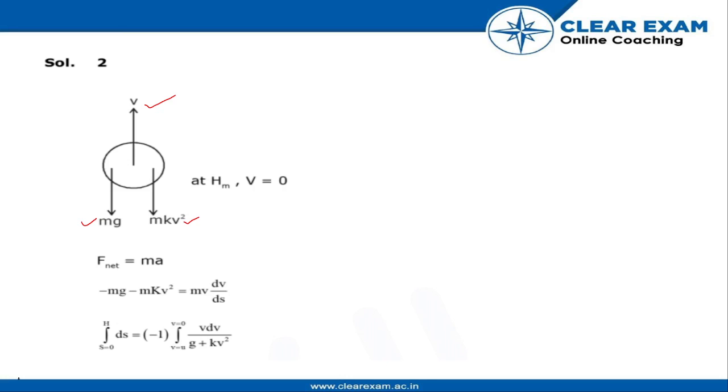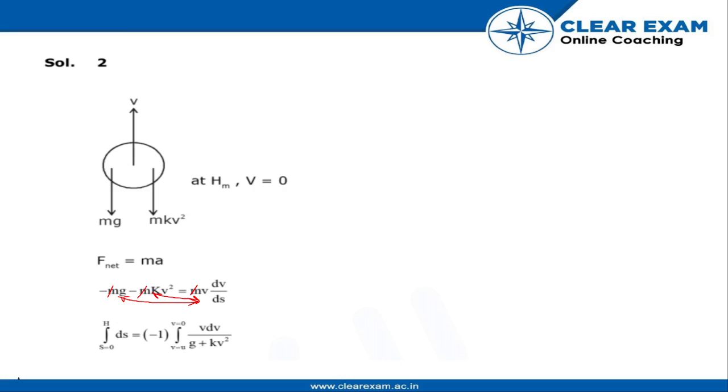At the maximum height h_m, v will be equal to 0 and the net force will be mass into acceleration. So at equilibrium, F net is minus mg minus mkv² is equal to ma, where m is the same and a can be written as v dv by ds. So m cancels out and we'll shift the terms.